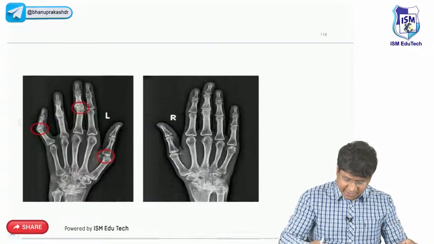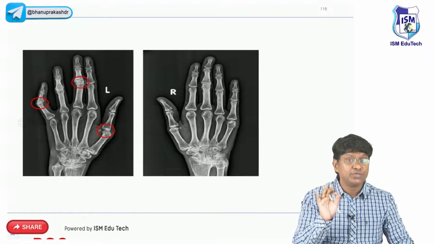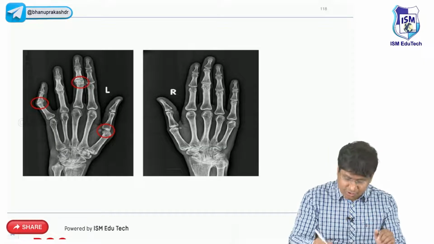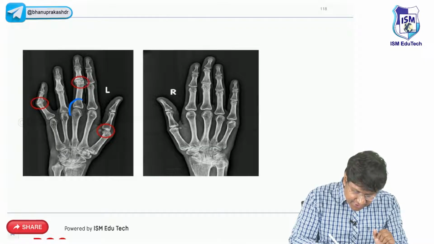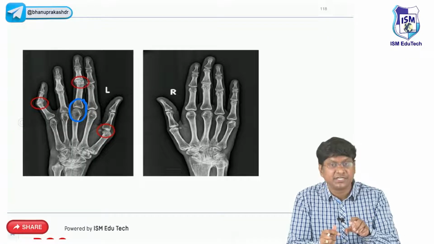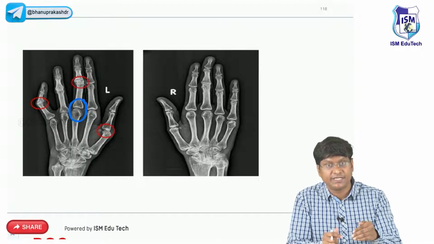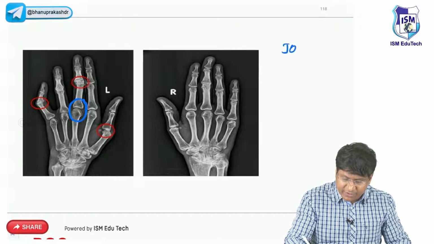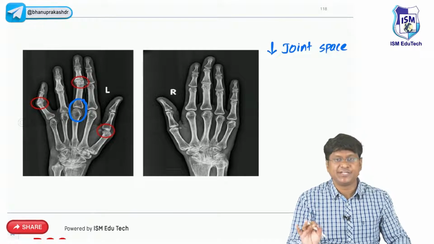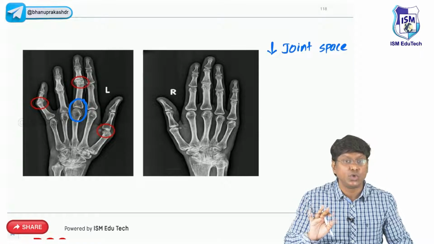Whenever you do an X-ray of the digits, you will notice that there are periarticular erosions or there will be periarticular osteopenia. See, surrounding the joint, you can see that it is blackish in color. That tells you that there is periarticular osteopenia. And not only that, there will also be decrease in the joint space. So there will be joint space loss.